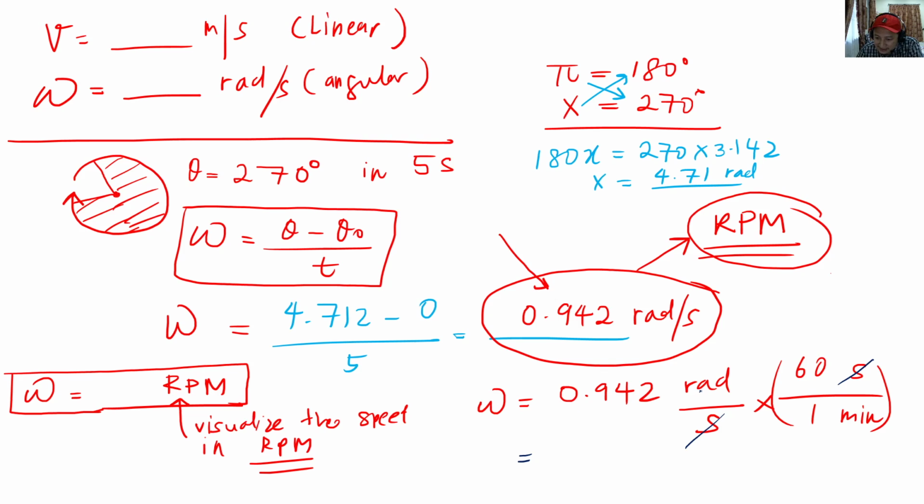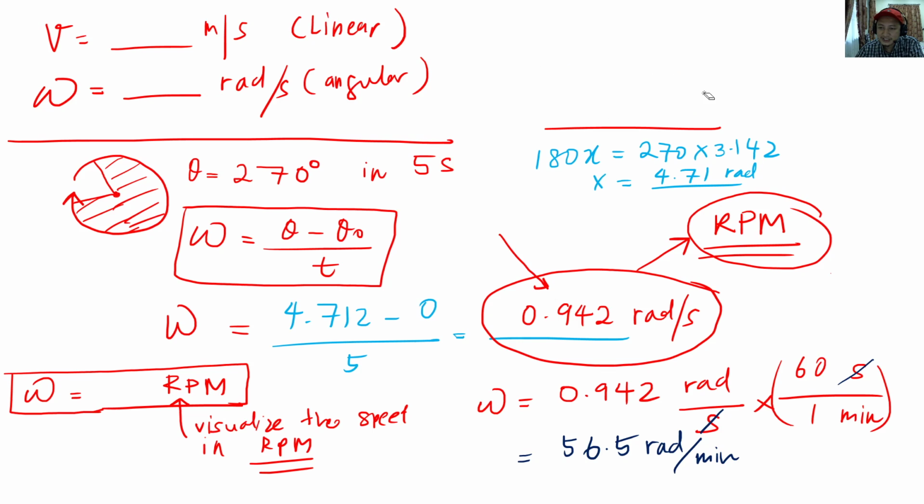0.942 radian times 60. So now you have 56.5 radian per minute. But this is not RPM yet. You need to change to rotation. So you gotta do the changing again.